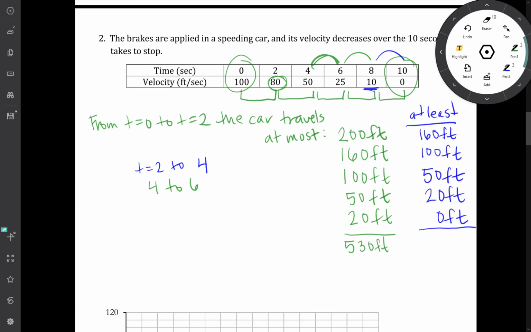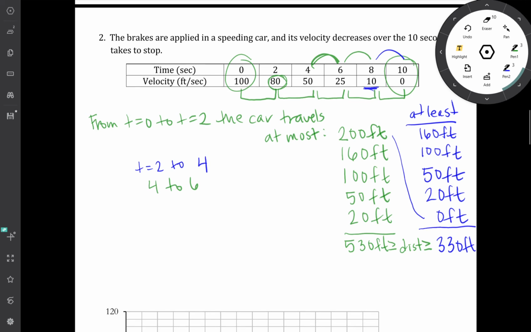And that's going to be greater than or equal to our distance, which will be greater than or equal to, and you can just add this all up, but notice all we've done in comparison to the last one is replace the 200 with a 0. We have all the same numbers otherwise, so we can just subtract the 200 and say this is going to be 330 feet. So now we have this nice upper and lower estimate for the distance traveled.